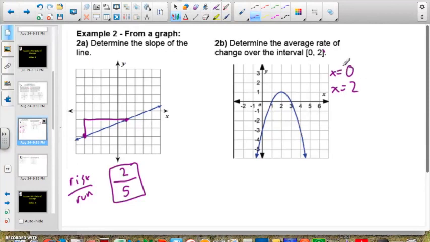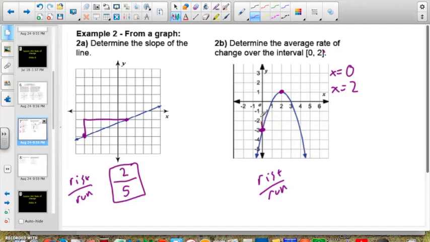So I'm first going to look at x equals 0. If I get x equals 0, I'm going to go down until I hit my line, my quadratic function. And I'm going to put a dot right there. Alright, then I'm going to do the same thing for x equals 2. I'm going to count over 2, and I'm going to go up until I hit the graph. Now these are the 2 points that I'm going to use to figure out my slope, my rise over my run. So I'm going to see what difference we have.